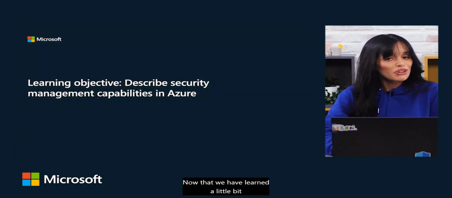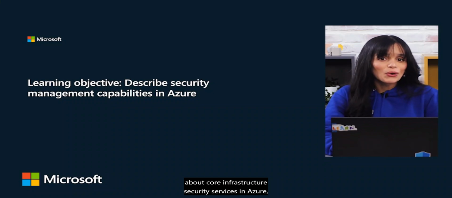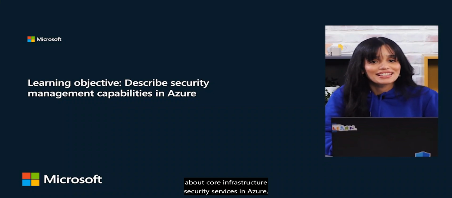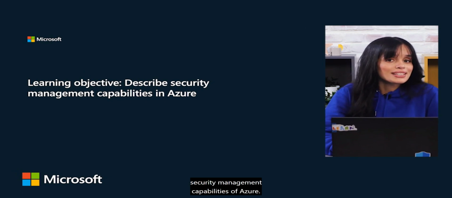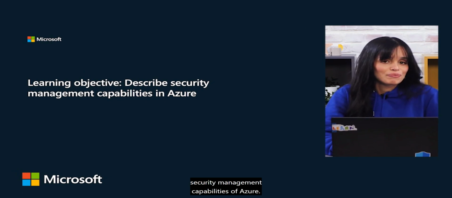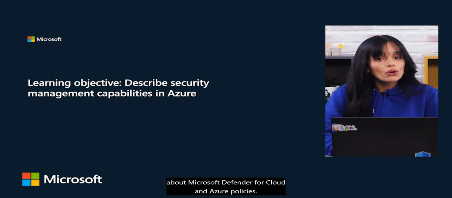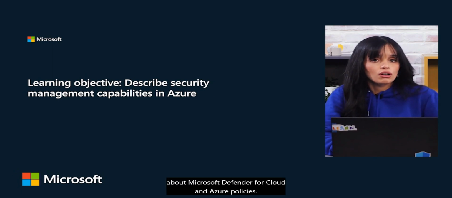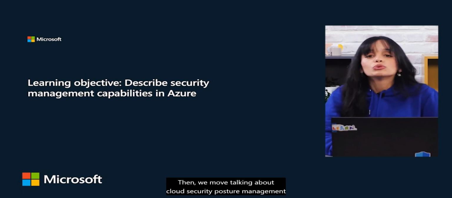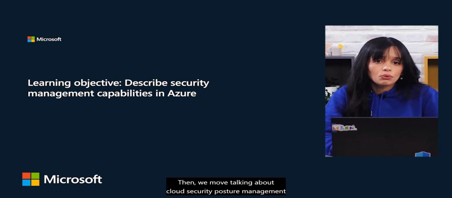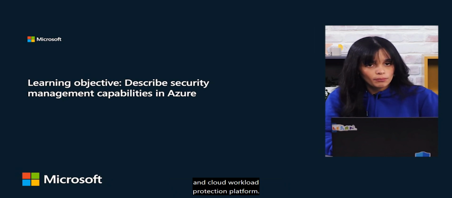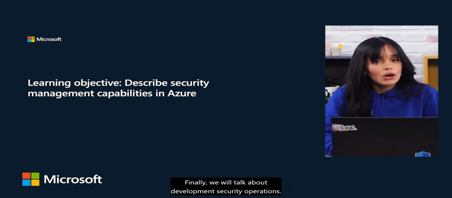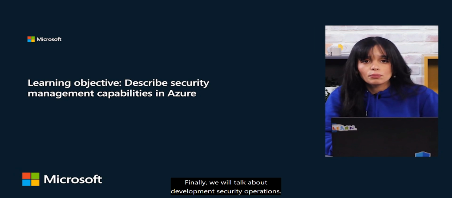Now that we have learned a little bit about core infrastructure security services in Azure, let's start with Lesson 2 and describe security management capabilities of Azure. In this lesson, we will talk about Microsoft Defender for Cloud and Azure policies. Then we move on to talking about cloud security posture management and cloud workload protection platform. And finally, we will talk about development security operations.